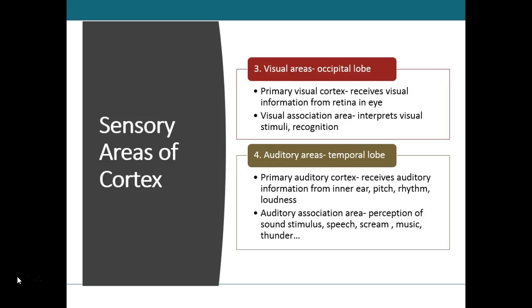The primary visual area receives visual information and is involved in the perception of that. The visual association area relates present and past experiences, and it's essential for recognizing and evaluating what's seen. So it allows you to recognize an object, such as a book, simply by looking at it. The primary auditory areas receive information for sound, and they're involved in auditory perception. The auditory association area allows you to recognize particular sounds, such as music, noise, or speech.